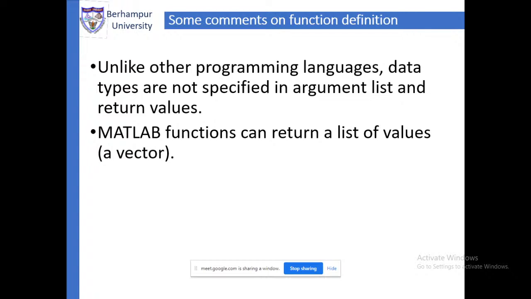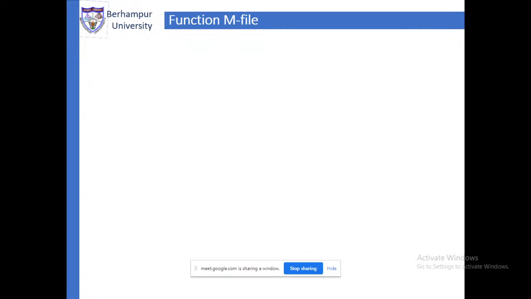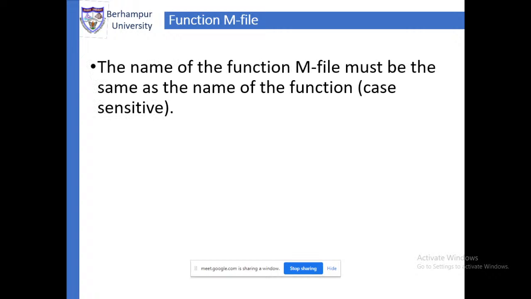So these are two important things that you must remember about function definition. Now let us try to see what else we know about function file. The name of the function file must be the same as the name of the function. This is always case sensitive, which means it can be a capital letter or a small letter, or a combination of capital and small letters; it is always sensitive to that.